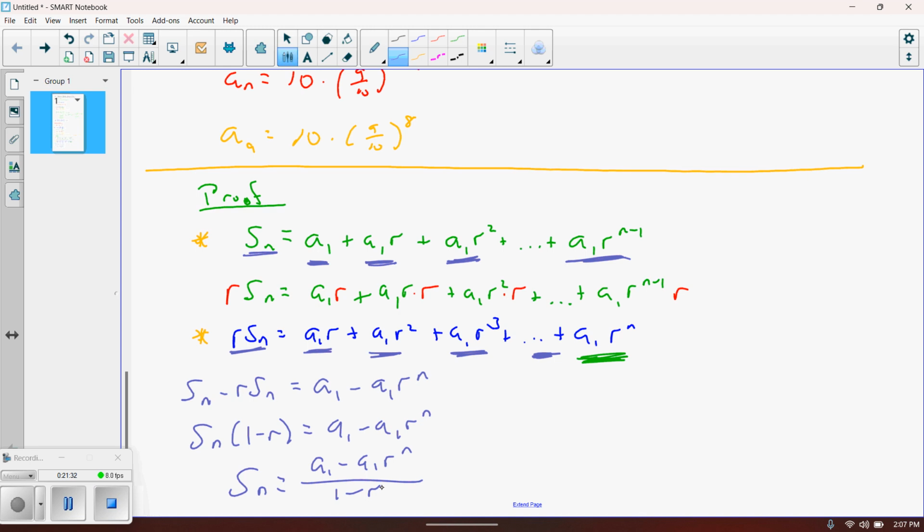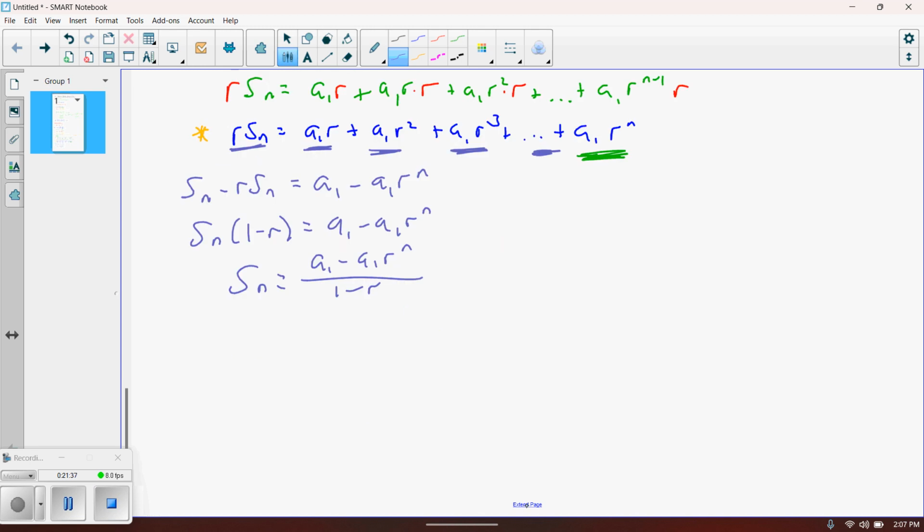And we're going to go ahead and use that idea to find the sum of a relatively basic sequence. The sequence that we're going to be given is 1/2 to the n power. And we want to find the sum of the first n terms of that sequence.